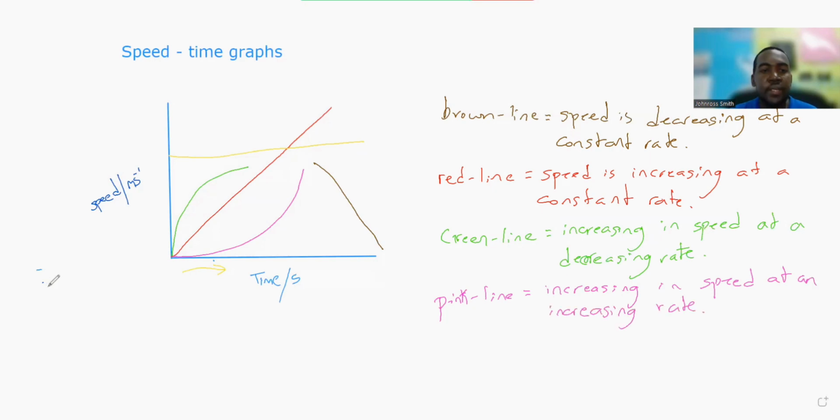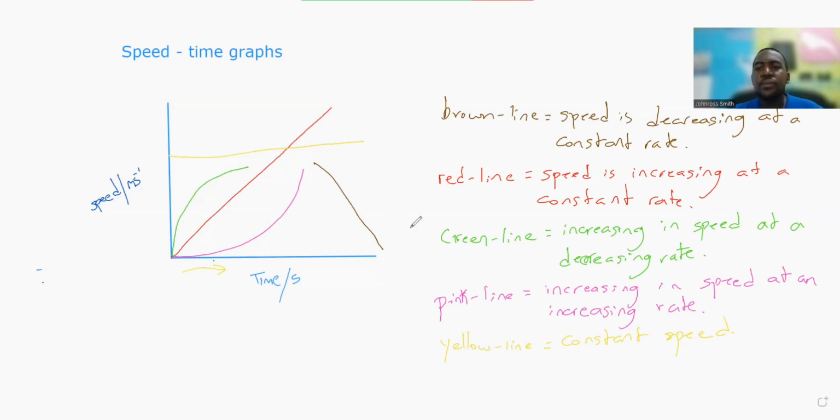Finally, it is our yellow line. And our yellow line is constantly horizontal at a speed. So therefore, it's moving at a constant speed, right? So therefore, it's not changing its speed. If it was 50, it remains at 50 as time goes by.